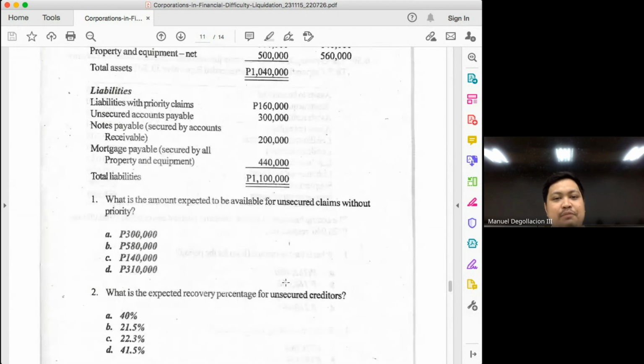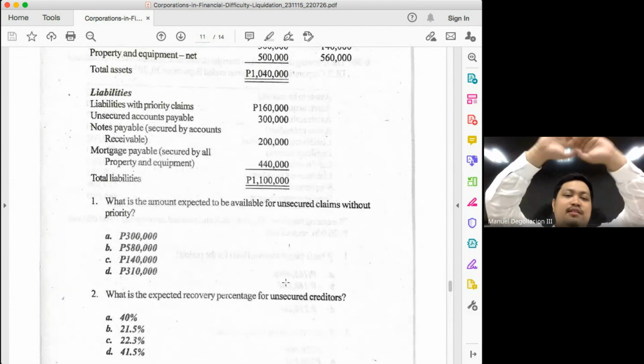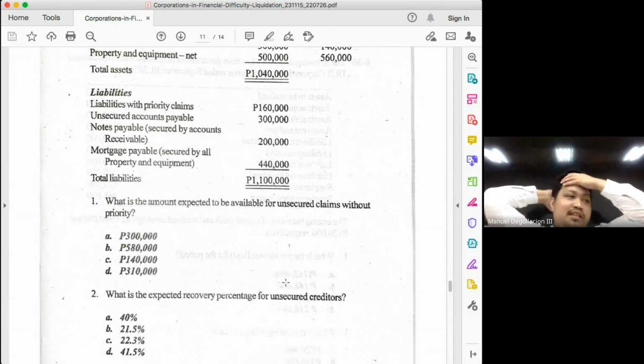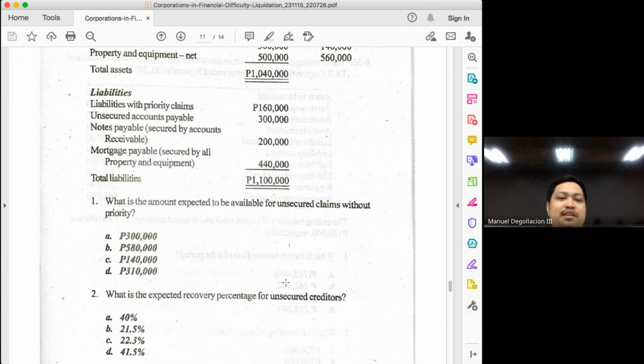So the answer is 40%. Next question, class. How much will be paid to fully secured creditors? The answer would be 440,000. Again, no need to solve. They will get 100% of their claim. Next question. How much will be paid to liabilities with priority class? 116. No need to solve because they will get 100% of their claims.